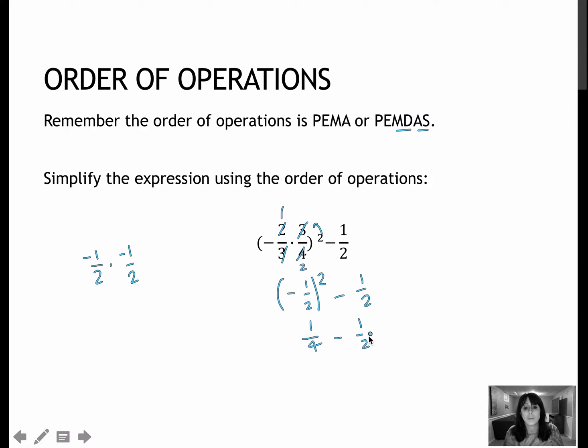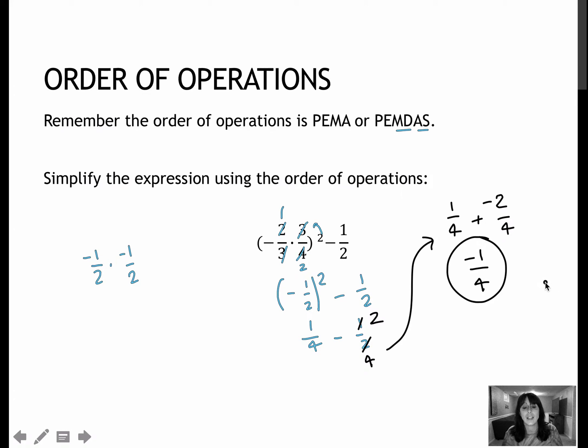Obviously, to add or subtract, now I need a common denominator, so I didn't worry about it until I got to this step. I'm going to take this times 2 to get 4 and this times 2 to get 2. So my new question is 1/4 minus 2/4. And again, I will keep flip change. 1 plus negative 2 is negative 1, and so negative 1/4 is the answer.